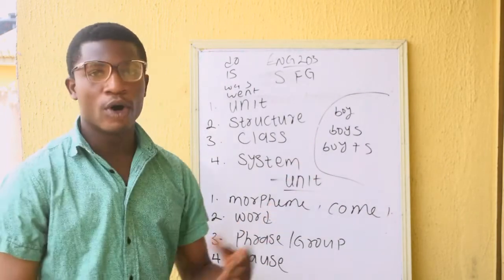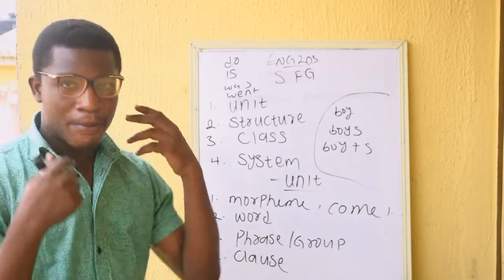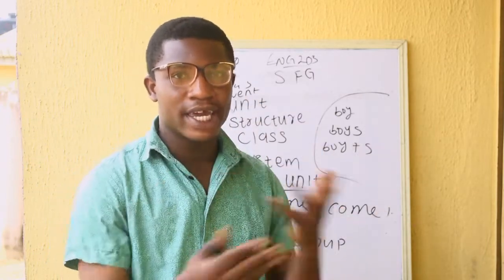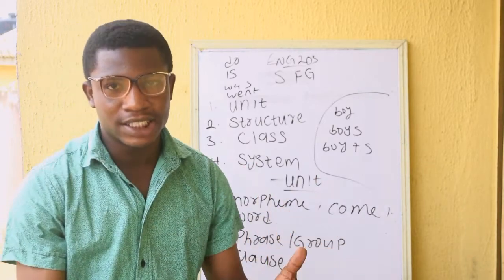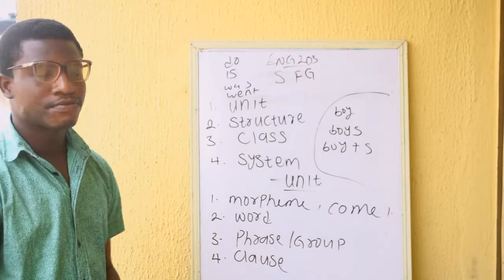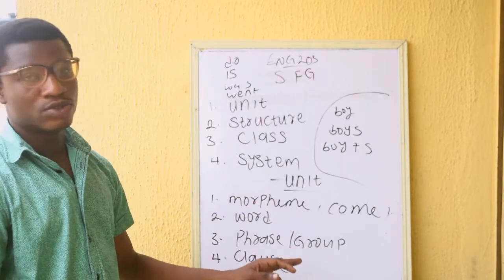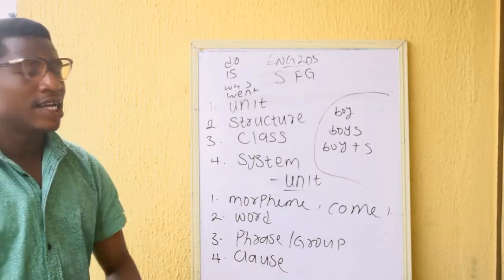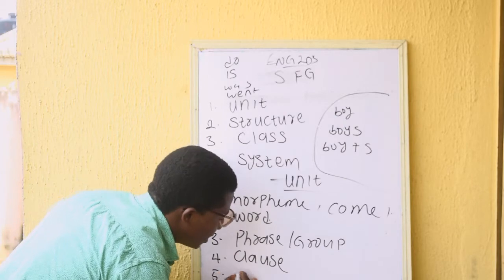But when I tell somebody, boy, that is not a finite verb, so I've not passed any message. It does not make any sense. But if I tell you, go, yes, I've made a sentence and I've made meaning. So that is that under morpheme, word, phrase or group, clause. But finally, for the sake of SFG, we are going to add sentence.